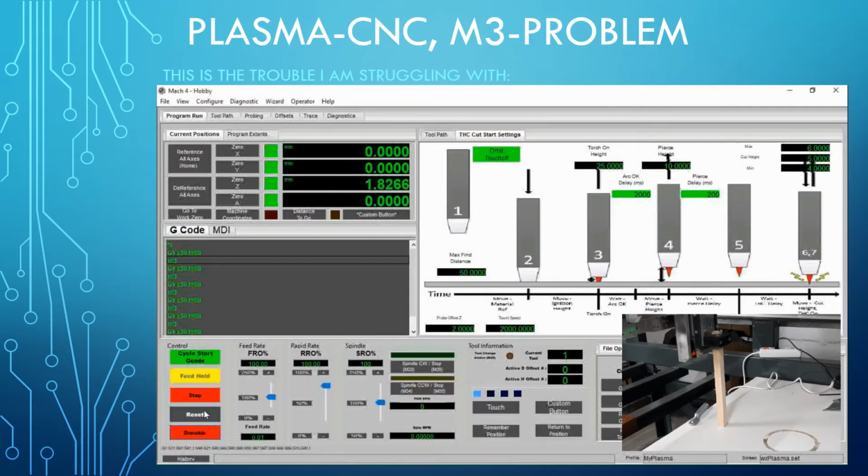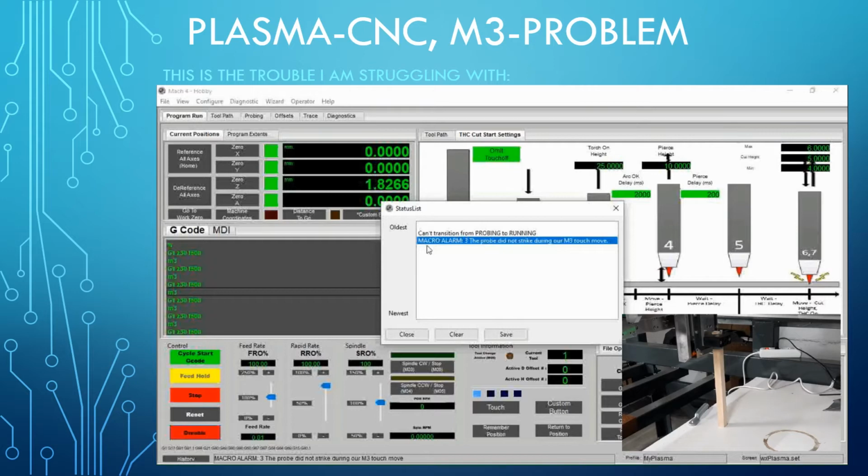Okay, third try, nothing changed in the configuration. Moves up, M3, and yes, it works. It makes the start completely. Next try, following the G-code. Yes, it works again. Next try, following the G-code. Up, the error is there again. Can't transition from probing to running.